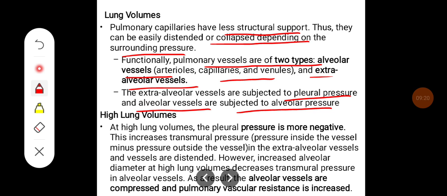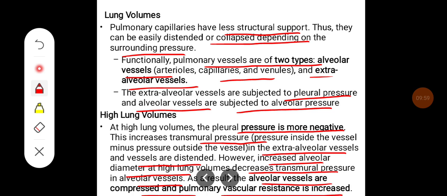At high lung volumes, the pleural pressure is more negative. This increases the transmural pressure, that is the pressure inside the vessel minus pressure outside the vessel, in extra-alveolar vessels, and vessels are distended. However, increase in the alveolar diameter at high lung volumes decreases the transmural pressure in alveolar vessels. As a result, alveolar vessels are compressed and the pulmonary vascular resistance is increased.